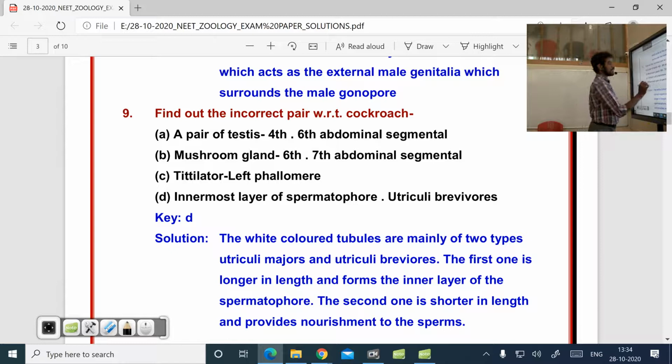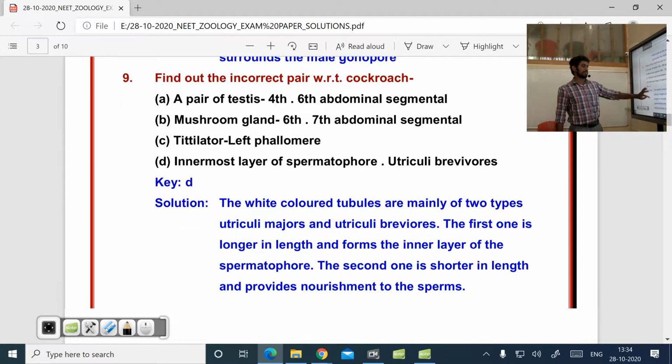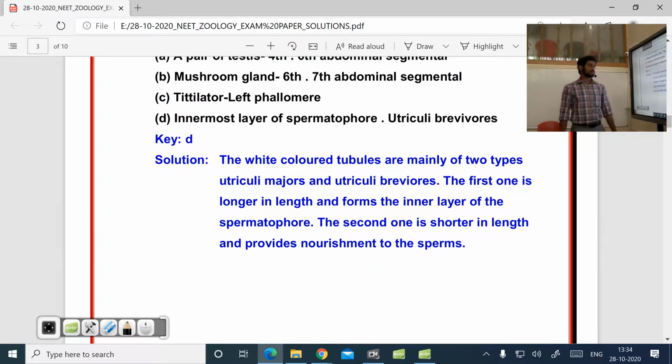Next, the innermost layer of the spermatophore, we call it the utricular brevis. No, it's an incorrect option. Why? Because the white colored tubules are mainly of two types, students: utricular major and utricular brevis. We are talking about the utricular gland, which is also called the mushroom gland, right? The first one, utricular major, is long in length and forms the inner layer of the spermatophore. The second one is shorter in length and provides nourishment to the sperm only. So utricular brevis is not the innermost layer of the spermatophore, and it is an incorrect statement. So this is the correct option, students.